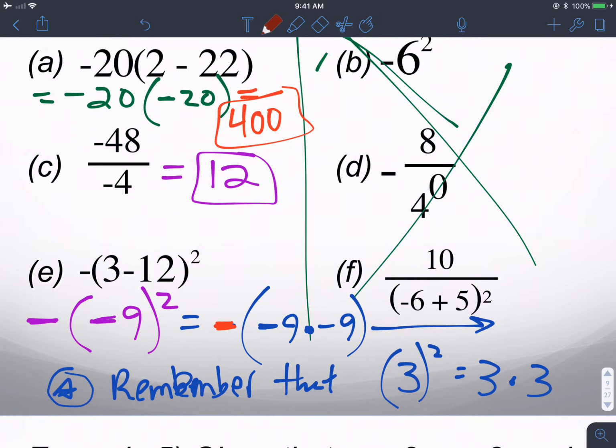Yikes. But still the same rule applies, right? Like, ignore the negative. So, ignore the negative. Negative, what's in the parentheses? Negative 9 times negative 9 is? 81. Positive 81. So now, the negative in the red turns it back to negative. So this thing will end up being negative 81.